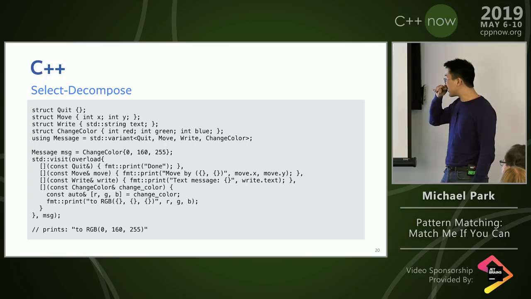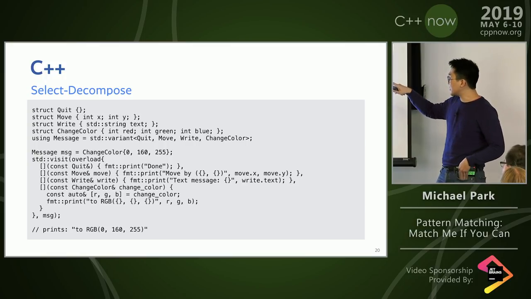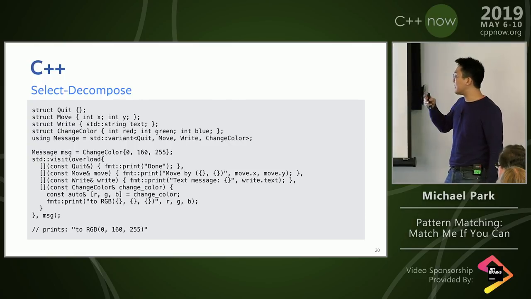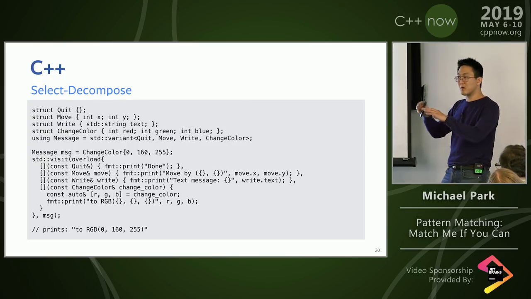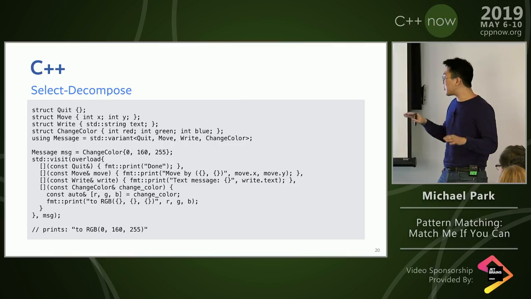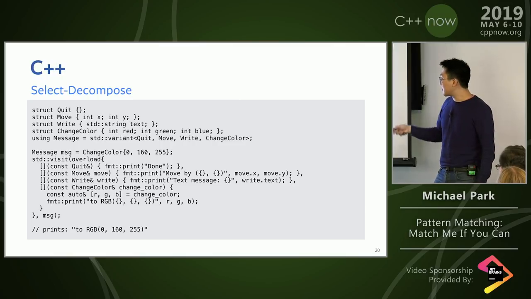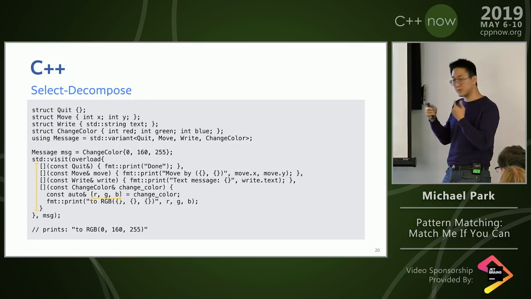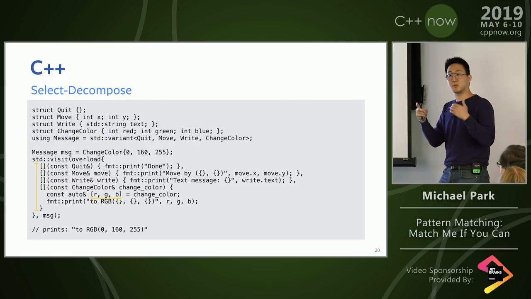Here's what you'd write in C++. Let's do the setup: quit, move, write, and change color, separate types. We pull it together with std::variant. And then we would do a visit on an overload. And the overload is the thing that allows you to construct an overload set out of lambdas. I'm not going to cover it because it's kind of boring. But the point here is, again, we select vertically, and then we decompose horizontally, right? But it has to happen in two separate steps.